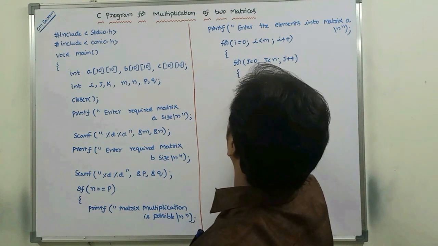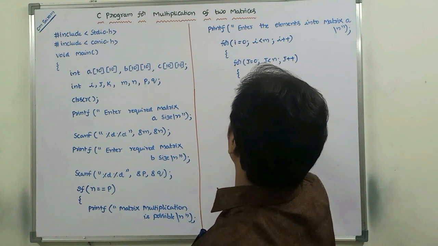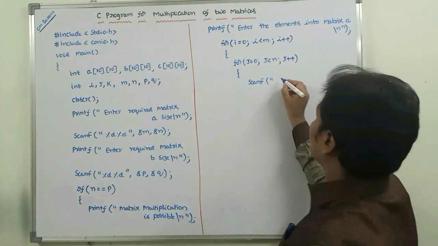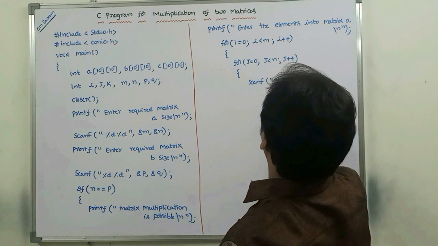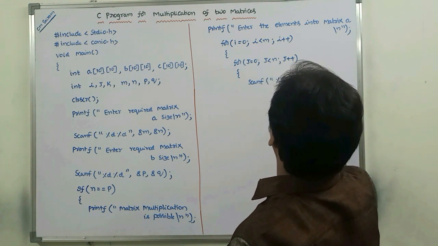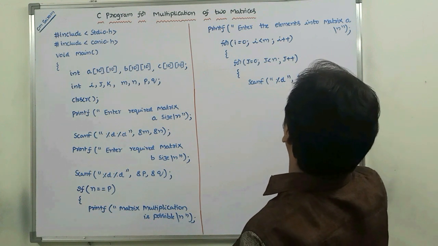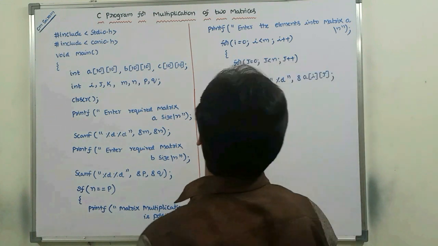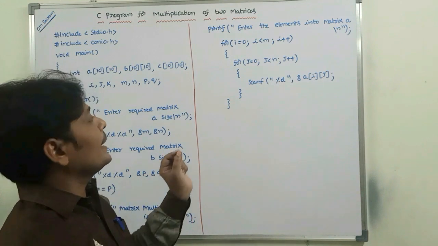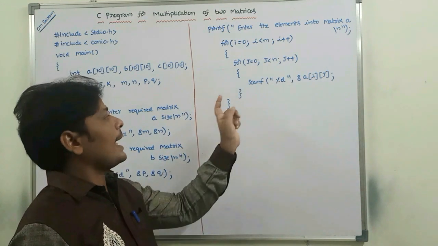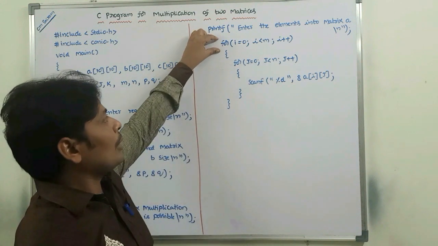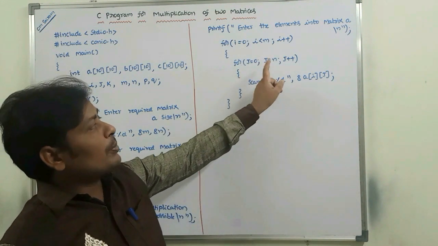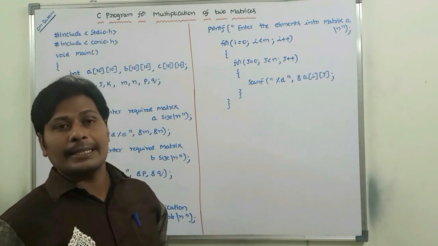Brace begin. The scanf function is used for reading the elements of matrix A from the keyboard. scanf %d, double quotes and comma, ampersand a of i of j. Brace close. We are reading the elements into matrix A by using the scanf function from the keyboard. This for loop represents the row size in matrix A, and this for loop represents the column size in matrix A.